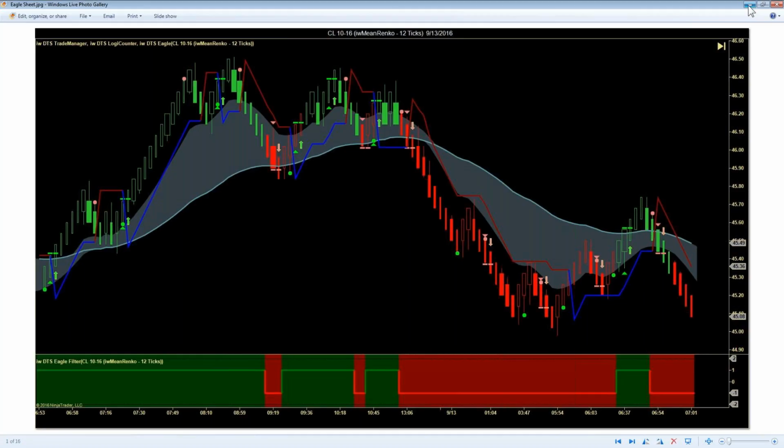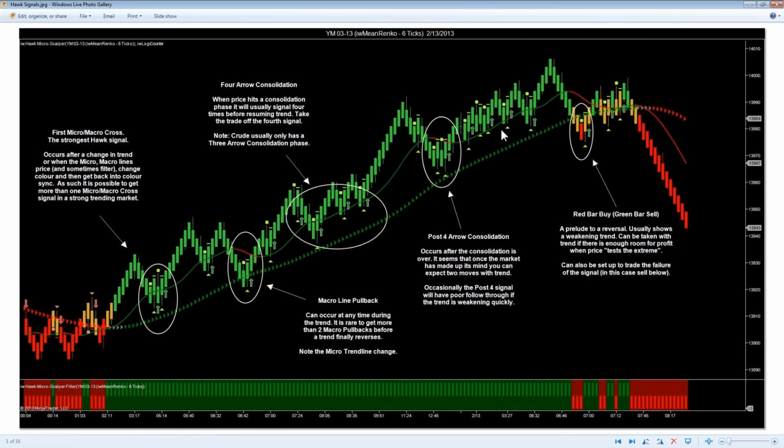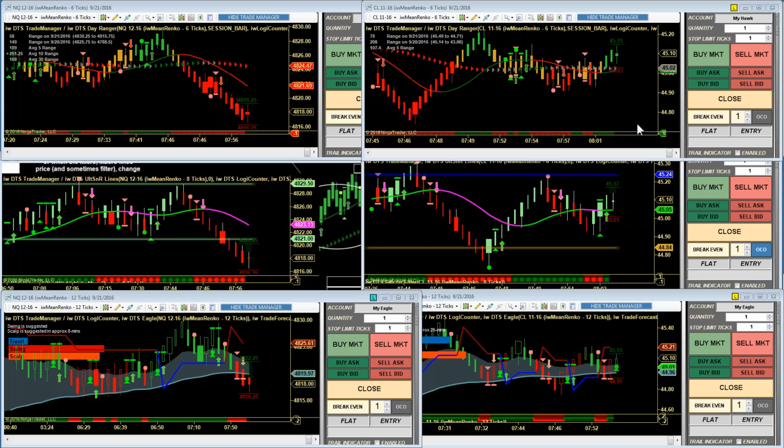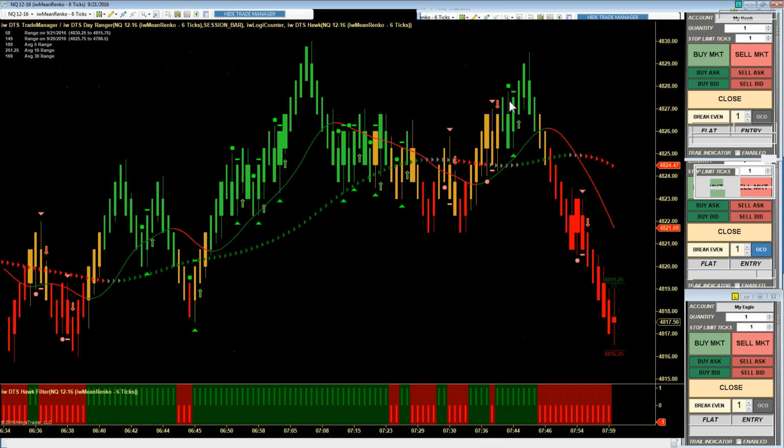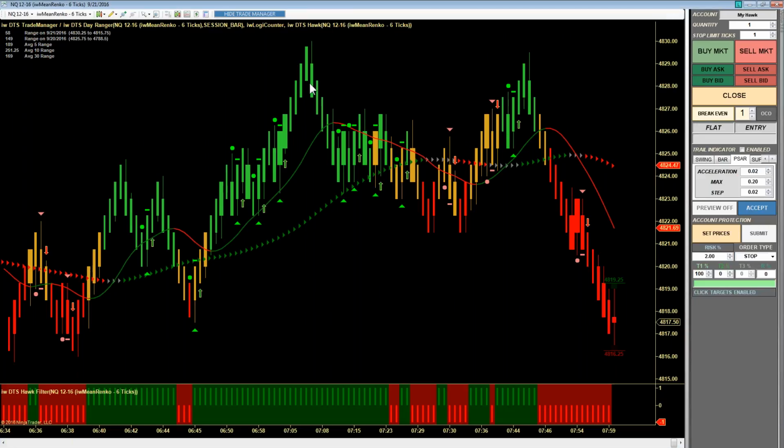So that's what happens all the time in the marketplace. That's why I really appreciate these mean Renko bars that come standard with DTS. You can actually use DTS on tick charts and time charts as well, but you really get to see who is controlling the market. So I was actually waiting for this first micro macro cross.